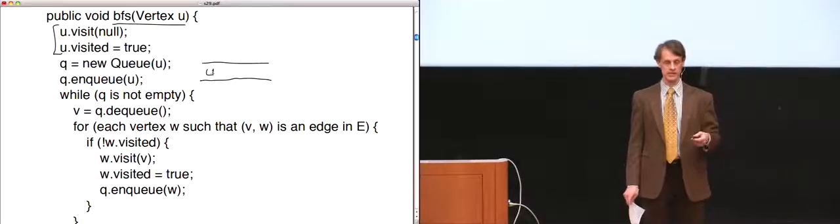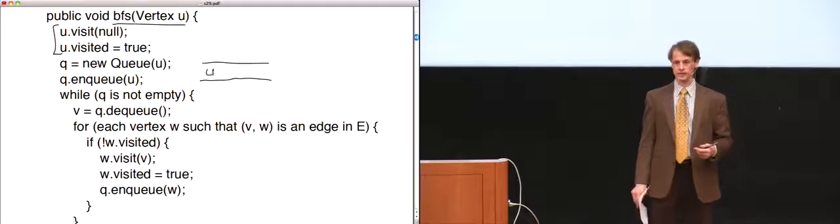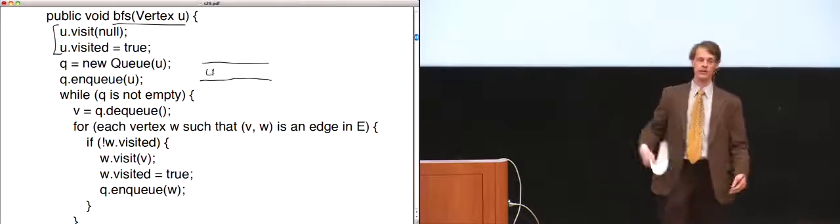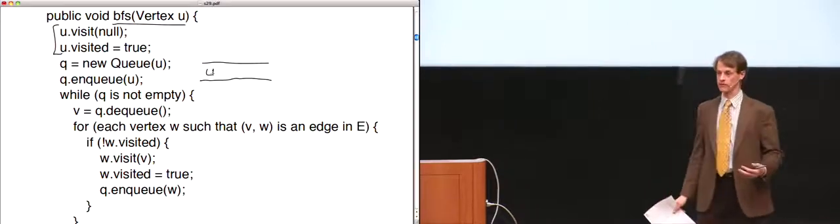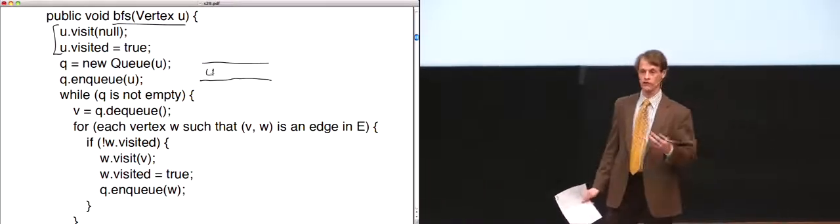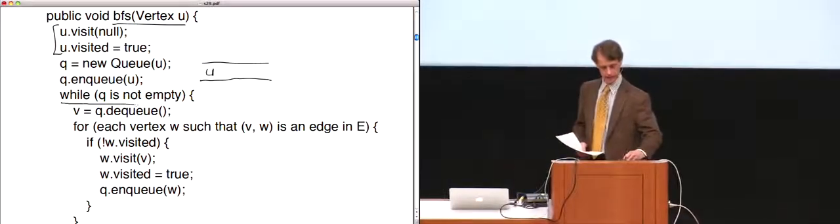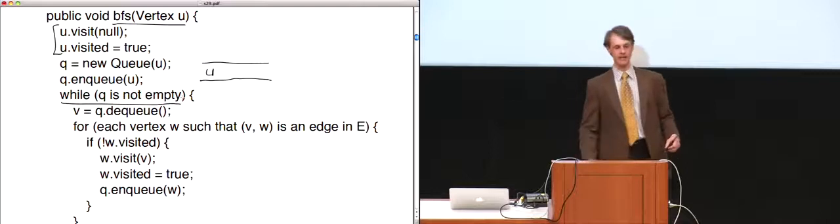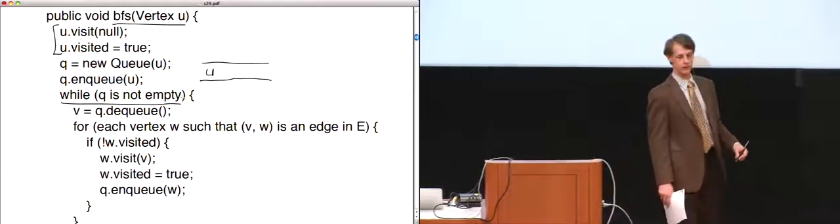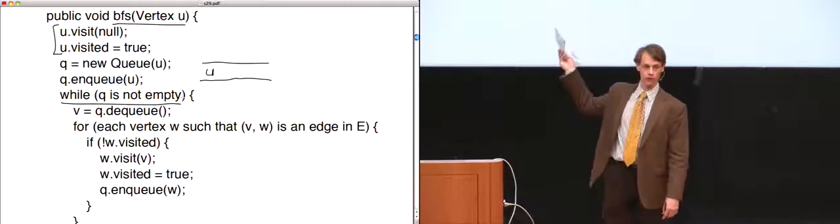Now we're going to have a loop that keeps visiting neighbors of vertices that we've already visited. So we're going to take U and check all its neighbors, see if they've been visited yet. If not, we go visit them and put them on the queue. And this loop is going to keep looping until the queue is empty, and that's only going to happen when we have finished visiting every vertex that we can reach from U.